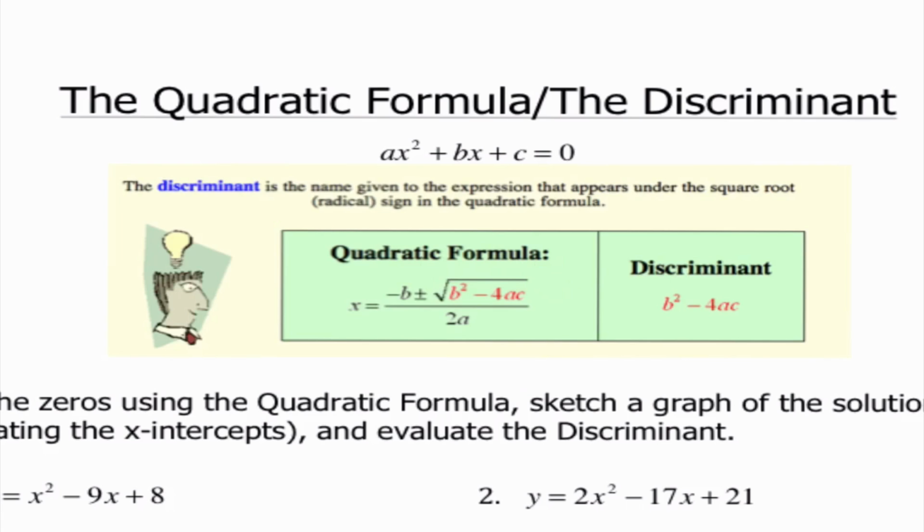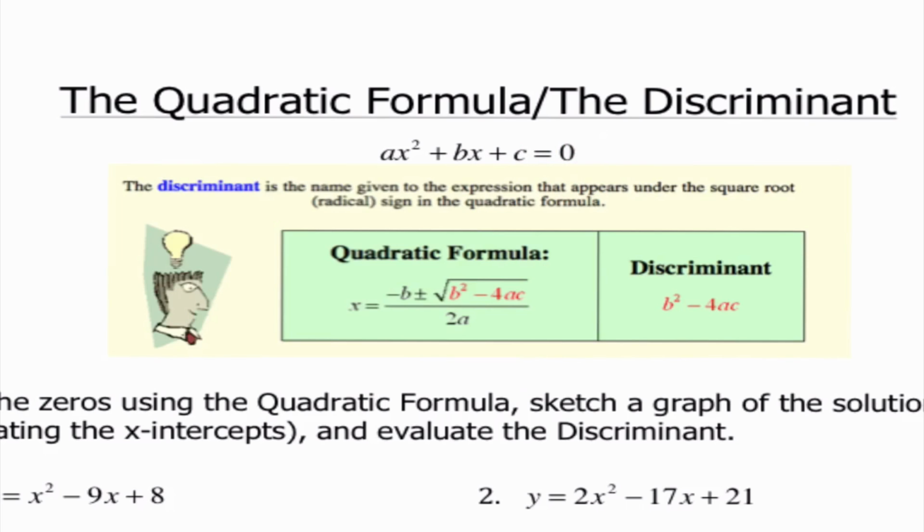X is equal to the opposite of b plus or minus the square root of b squared minus 4ac over 2a. And a, b, and c come from the coefficients of our quadratic function. Notice this is in descending order: our x squared term, then our x term, and then our constant. It is also set equal to 0.